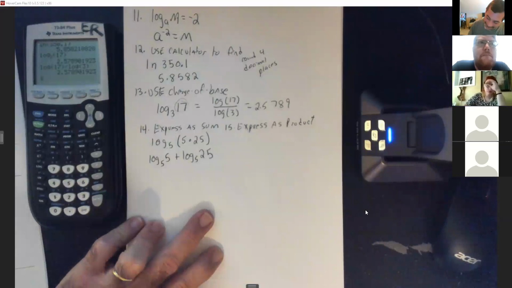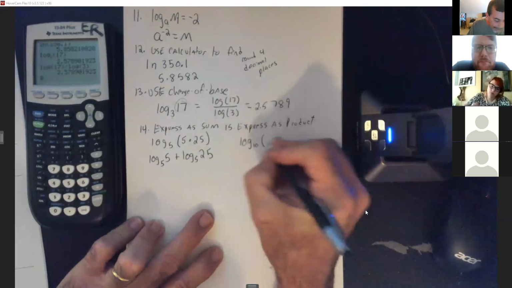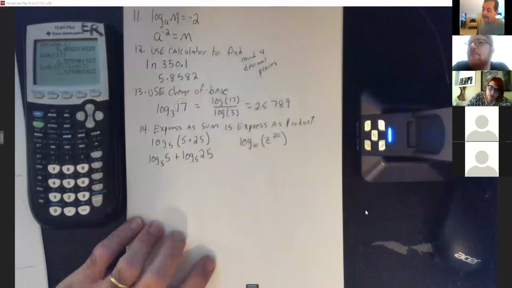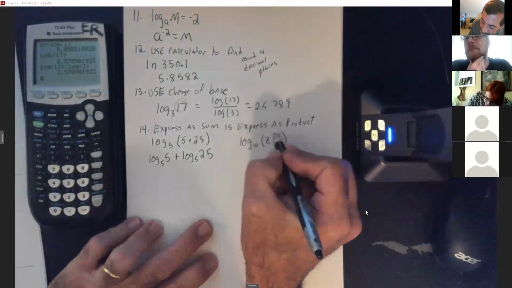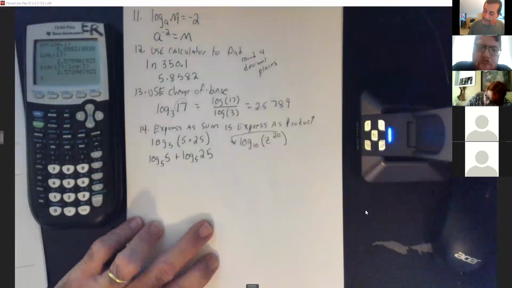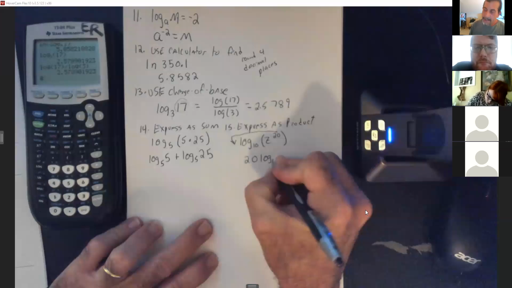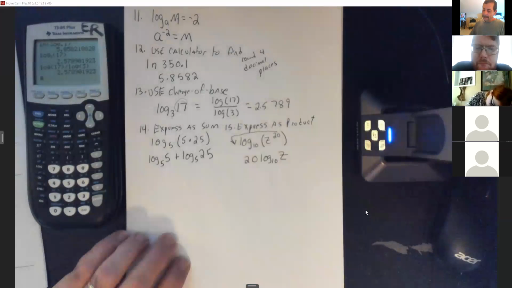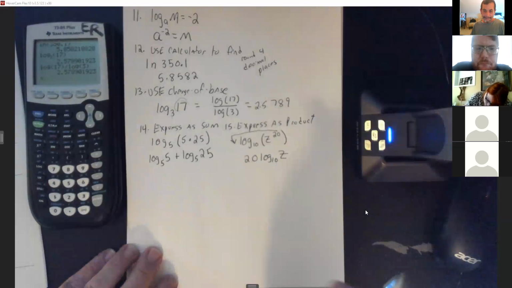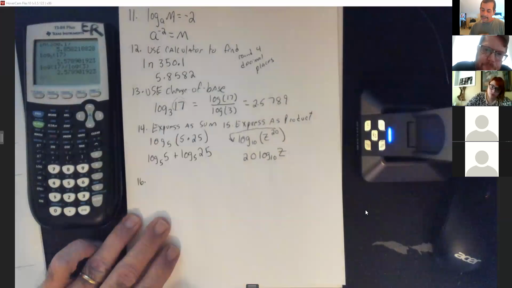All right, express as a product, log base 10 of z to the 20. Now, when they say express it as a product, all they want me to do is take this exponent 20 and bring it down to the front. So that I get a 20 log base 10 of z. So now 20 is being multiplied by that, so it's a product now, so we're happy, okay? A lot of these are just that one step and then you're done.